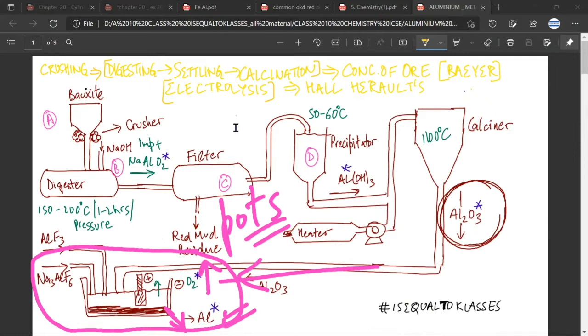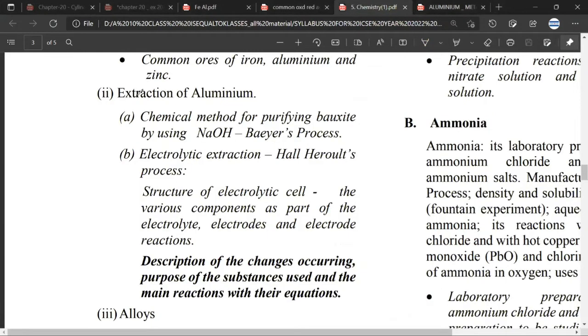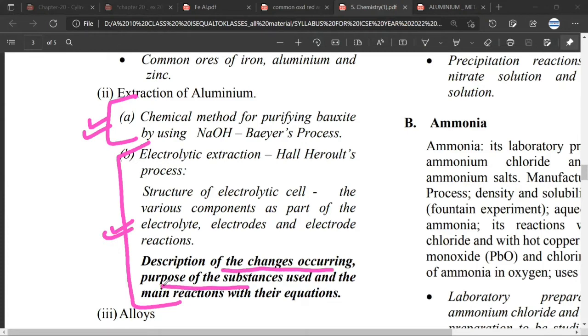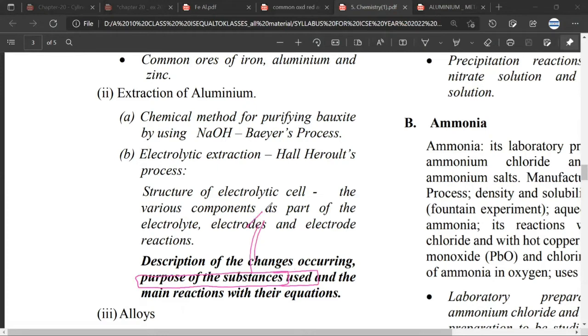Yes, sir. So we have covered this part of our syllabus, and now we are moving on to the second part. Now, if you see, they are asking description of the changes occurring. They are asking the purpose of the substances used and the main reaction with their equations. A lot of the time, the question asked is the purpose of the substances used, and this comes from the second part of the process. Mr. CB, am I clear?